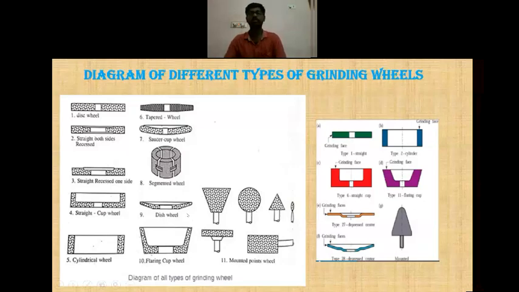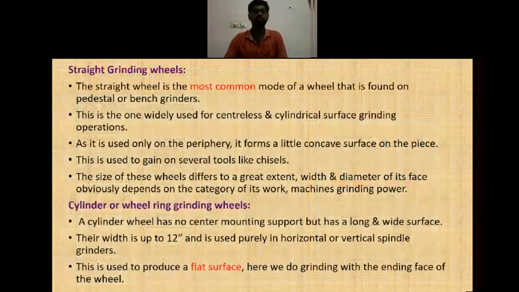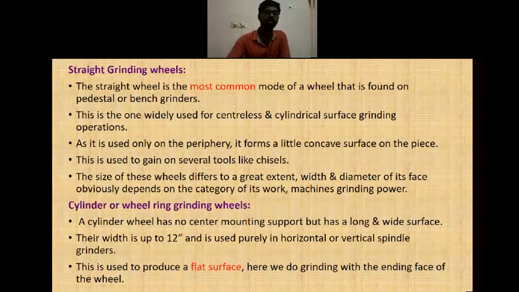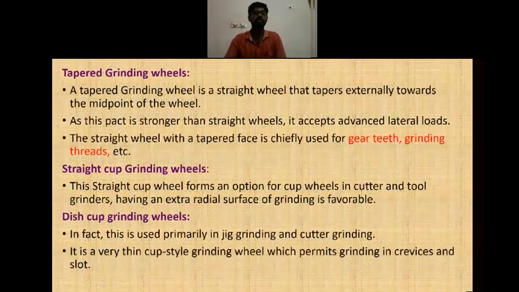The detailed description of some grinding wheels is given in the upcoming slides. Straight grinding wheels are the most commonly used grinding wheels, and cylinder grinding wheels are used to produce a flat surface. Generally, tapered grinding wheels are used for gear teeth and grinding threads manufacturing. The description of straight cup grinding wheel and disc cup grinding wheels are shown.